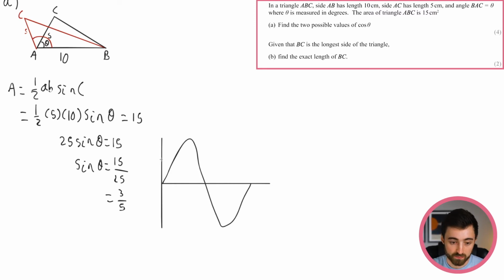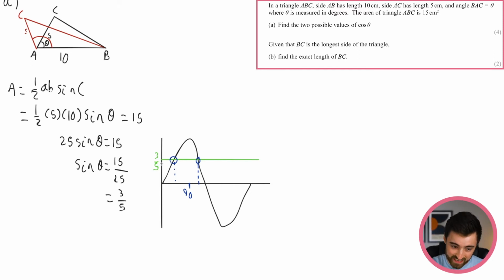I do, because if 3 over 5 is here, we can see that it could be this angle, which is acute, because this peak is at 90. So it could be that, or it could be this one here, which is obtuse, because it's after 90. So to get the first one, what I need... okay, so this is interesting, actually. We want the two possible values of cos theta.